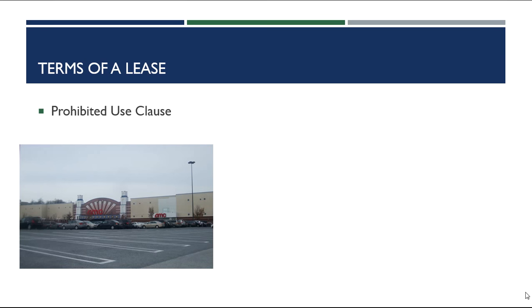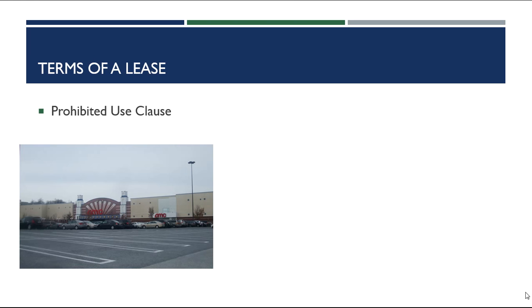The third clause is a prohibited use clause. The prohibited use clause is going to limit the shopping center management from leasing to certain kinds of tenants. And so if you are an apparel retailer in a shopping center, you might want to include a prohibited use clause that does not allow the landlord to lease to a bowling alley or a movie theater. And why would you not want a bowling alley or a movie theater in the same shopping center as you? Well, if you have a bowling alley or a movie theater, people are going to be parking and taking up spaces for hours at a time, taking up those parking spaces.